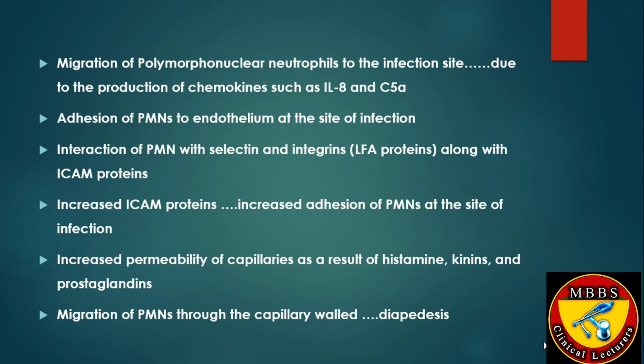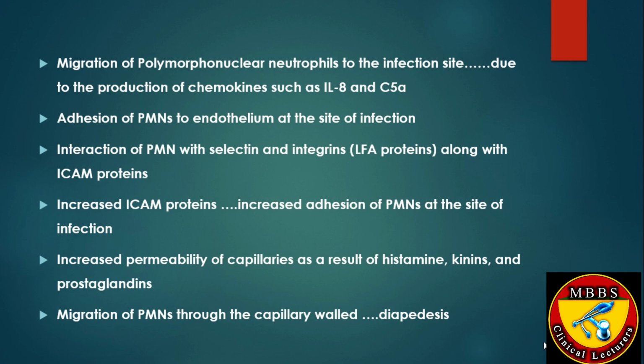Now the migration of PMNs starts taking place, and this is mediated by the interaction of PMNs with different types of proteins known as selectins. The selectins are a group of proteins present on the endothelium, and there is another group of proteins known as ICAM proteins, the intercellular adhesion molecules. They are also found on the endothelial cell surface. So during the process of phagocytosis, the production of ICAM increases, the production of selectins increases, the production of integrin increases, and overall they all facilitate the attachment of PMNs to the surface of the endothelium, meaning at the site of infection.